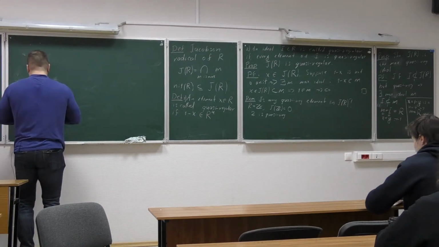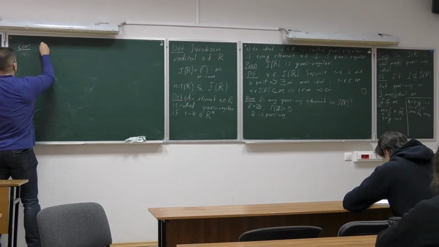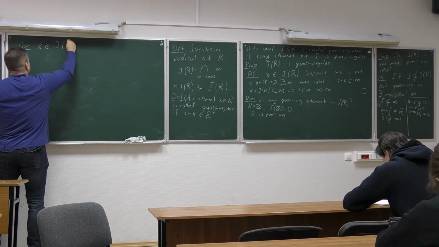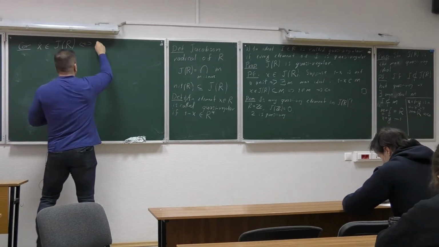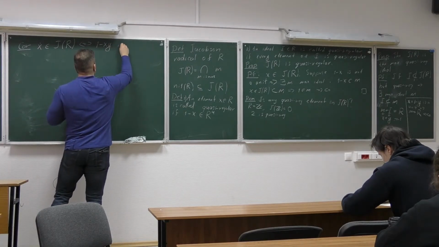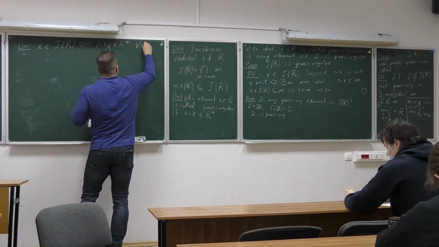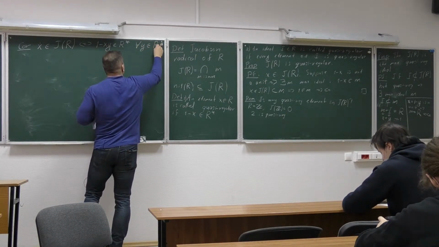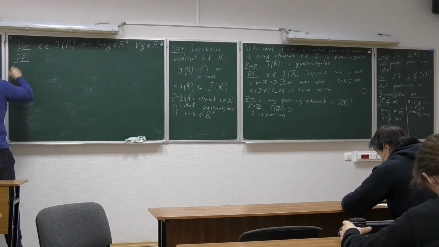And finally, we can just combine this all together and get the following characterization of an element in the Jacobson radical. So X is in the Jacobson radical if and only if 1 minus xy is a unit, so let me write in R star, and that is true for any y in the ring. So the proof just follows from what we already observed.